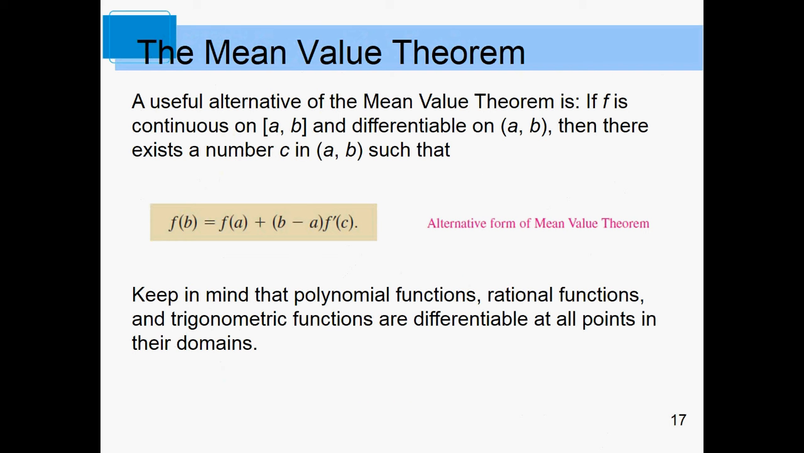There is an alternate form of the mean value theorem where we just rearrange everything. And it looks like f of b equals f of a plus b minus a times f prime of c. The thing about this is point slope form. If we move this over here, we have y minus y1 equals m, right, slope, times x minus x1. It's just point slope form. So we have all these different forms that are basically the exact same thing, but no big deal. Now notice, last sentence here, keep in mind polynomials, rationals, and trig functions are always differentiable at all points in their domain. It's important to recognize that because we require differentiability for mean value and Rolle's theorem.